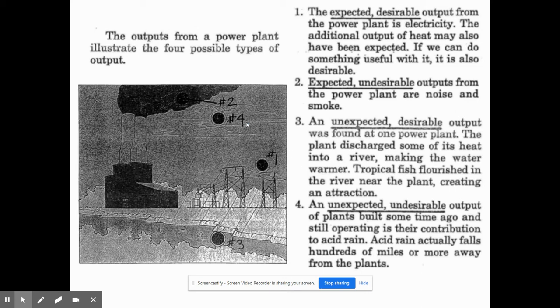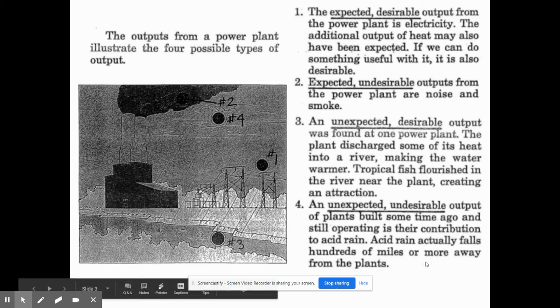Number four is pointing to the clouds. An unexpected, undesirable output of plants built some time ago and still operating is their contribution to acid rain. Acid rain actually falls hundreds of miles or more away from the power plant. So as people started to develop power plants, they had no clue that this output would happen. So it's unexpected and then obviously it's undesired.